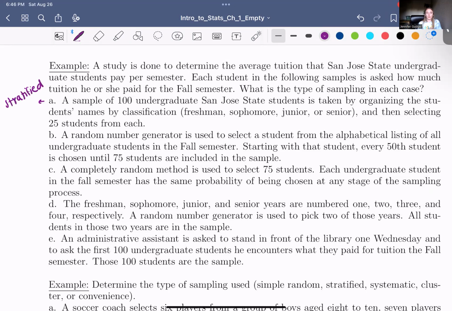Part B, we have a random number generator that's used to select a student from the alphabetical listing of all undergrad students. Starting with that student, we are taking every 50th student. So yes, it started with a randomized list, but it's not like we're just taking 50 or 75 students at random. We are taking from that random spot every 50th student. So from our list, we pulled one, we went 50 students later, we pulled that name, we went 50 students later, we pulled that name. This was our systematic, like the assembly line. Systematic.